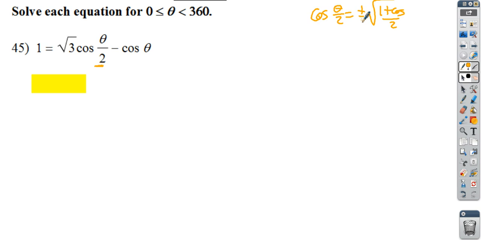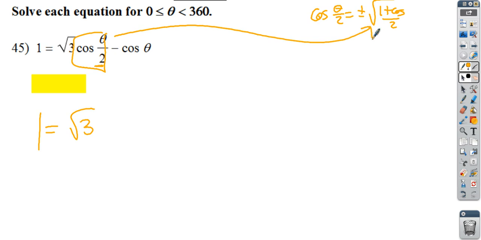And we don't need to worry about the plus or minus because we're going to end up squaring it anyway. We do need to worry about extraneous solutions, so we'll deal with that shortly. But for now, I'm going to replace cosine of theta over 2 with this identity. And once again, I don't care about the plus or minus because the way that we're going to get rid of that square root anyway is to square it. So that's not really a big concern. We'll just put it there for completeness' sake.